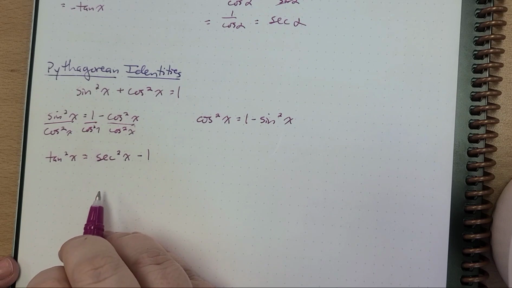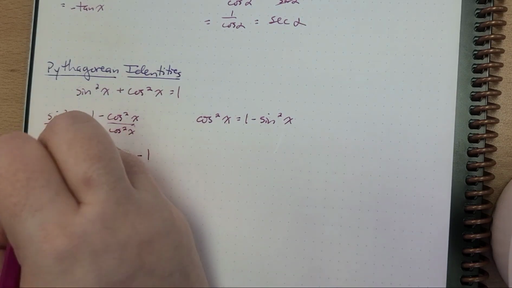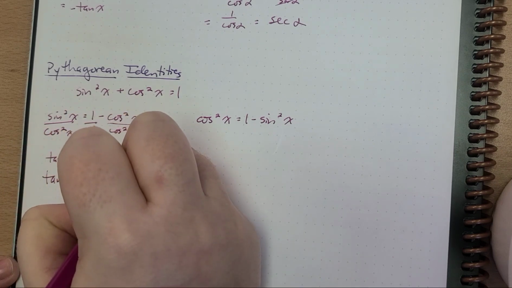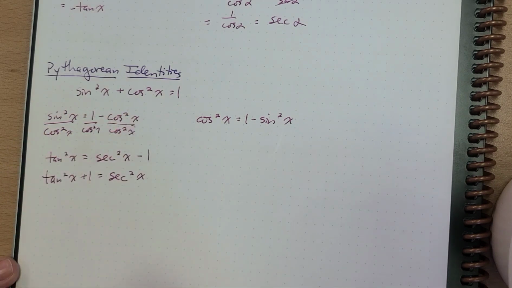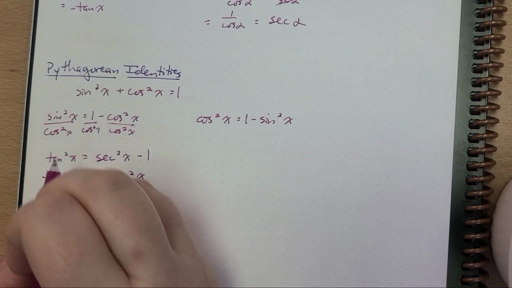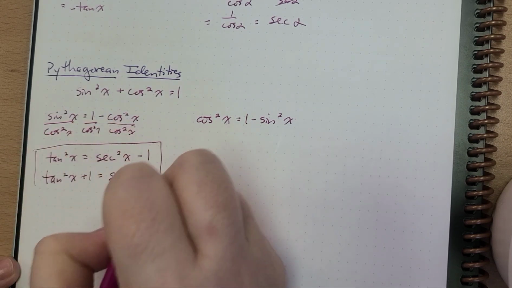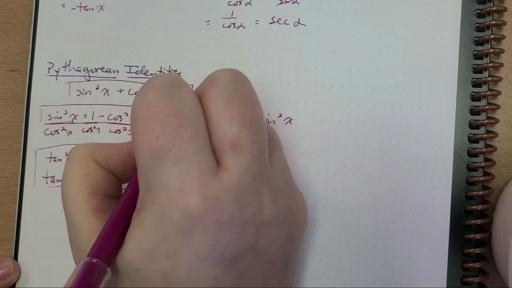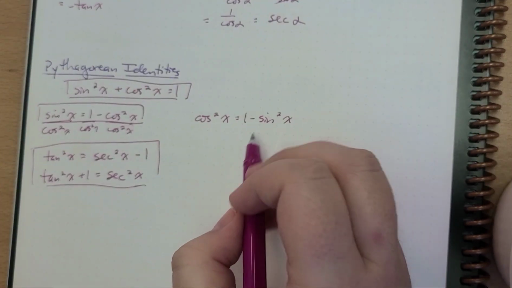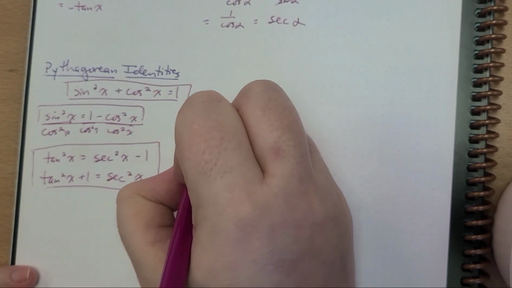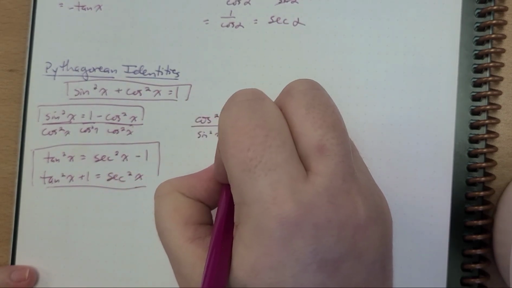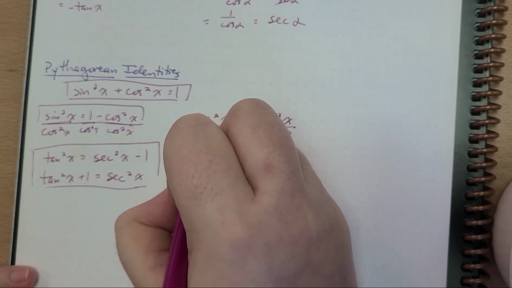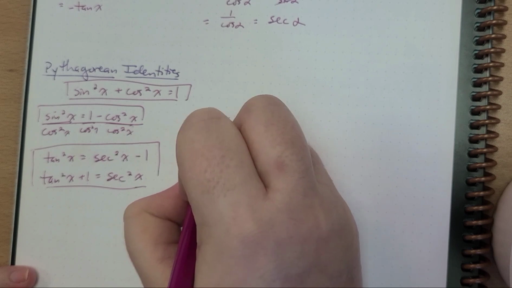So actually what I can write this as is just that tangent squared of x plus 1 is equal to secant squared of x, right? And so these are also trig identities, Pythagorean identities of trig. Likewise over here, we can divide everything by sine squared of x. So this is going to give us cotangent of x.